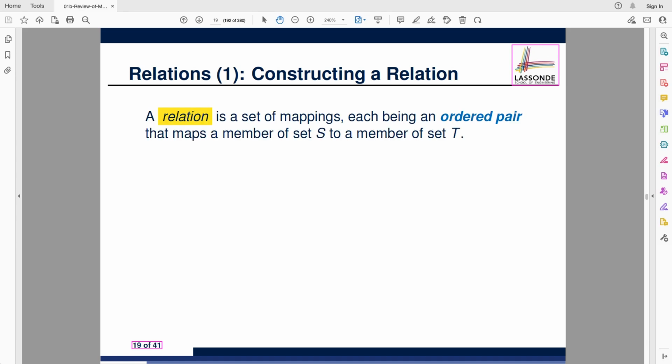A relation is a set of mappings. When I say mappings over here, it's like a pair. You may want to go from A to B, A to C, and etc. Just a pair. Okay, that's what I meant by mappings. Each mapping is an ordered pair, right? From A to B, B to C, the order does matter. Later on, when we talk about relation and function, we talk about domain versus range. So that's why they could be of different types. So the order of the pair does matter. That maps a member of set S to a member of set T.